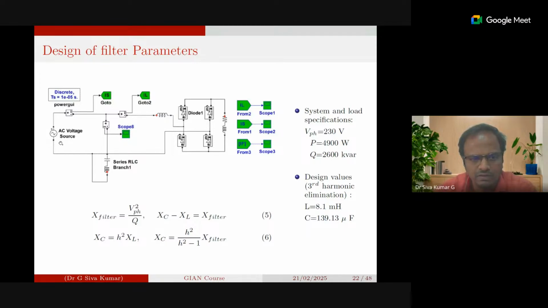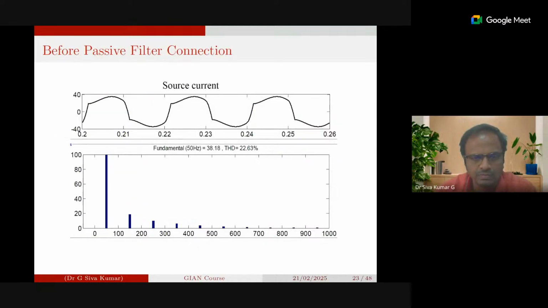Suppose the AC source excites this full bridge diode rectifier load. When you excite it with the AC source, you get a current of this nature. When you see the harmonic spectrum, you can observe that the total harmonic distortion is around 22.63 and the fundamental is 38.18.